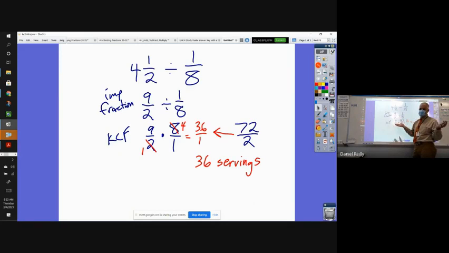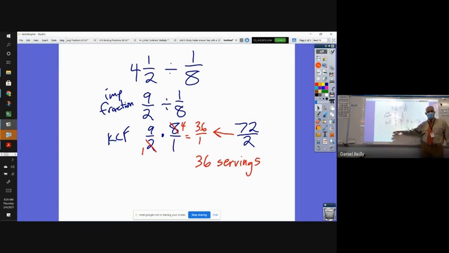I don't expect anybody to do it in your head. You're all going to just go, I know how to do division. I'm going to change this to an improper fraction. 9 halves, 4.5 is 9 halves, right? And dividing by 1/8 is the same as multiplying by 8 over 1. Keep, change, flip. Okay.